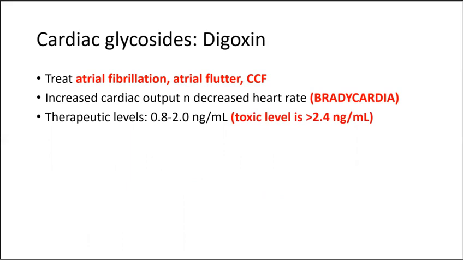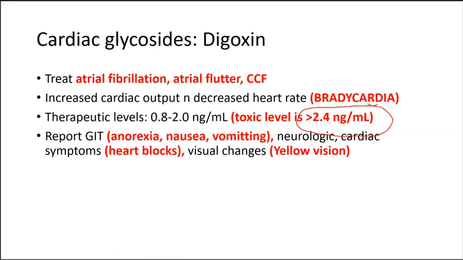The therapeutic level for digoxin should be between 0.8 to 2.0 nanogram per mL. The patient goes into toxic levels when your digoxin level is above 2.4, so you want to look out for that. And how will you know your patient is going into digoxin toxicity? Gastrointestinal upset is the most common symptom of digoxin toxicity. So you're going to see those GI symptoms like anorexia, nausea, vomiting.